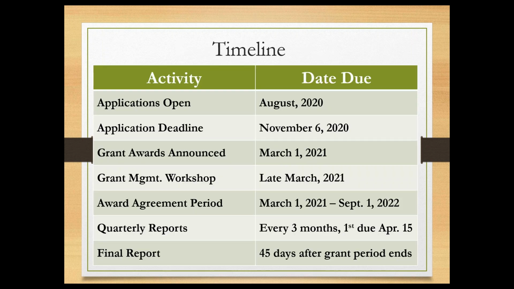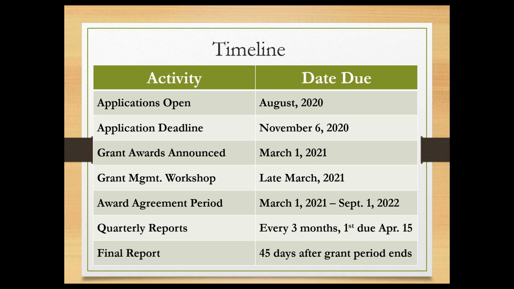A general timeline for your event. Applications opened in August, so they are now open. We do have that new application deadline on November 6th of 2020. Grant awards will be announced on March 1st of 2021. And so with that, your period of activities will need to be between March 1st, 2021 and September 1st, 2022. It's an 18-month window of when activities will take place.